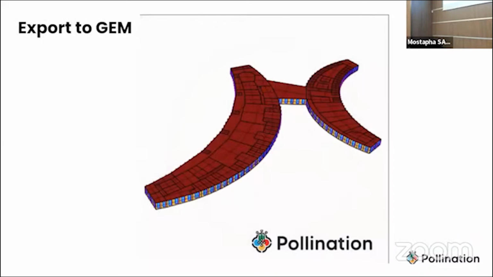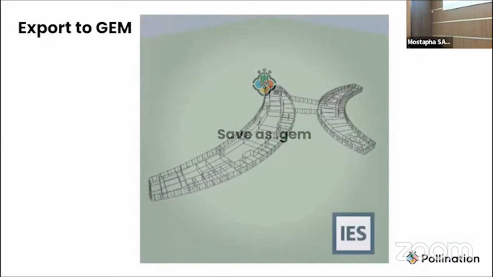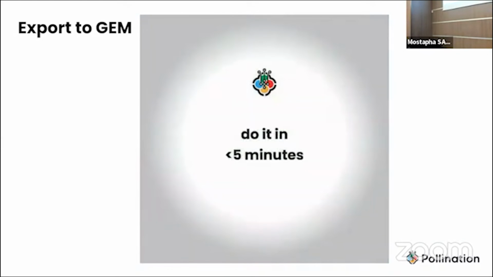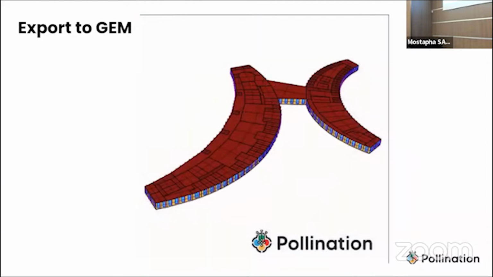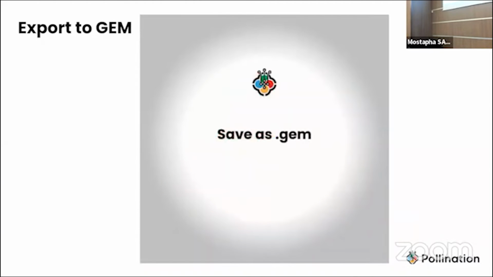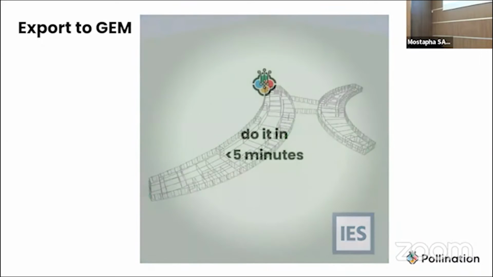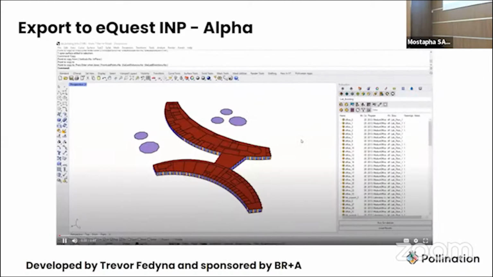This is an example where we wrote an exporter from Holland to IES. Do you use IES here in Turkey for simulation? Okay, limited. But IES is a great software for simulation, but it has a very clunky interface for drawing geometry. So it basically does this in just a few seconds if you have a valid model inside. IES, we also have an import. I'm not going to show this video. And now we also have an export, for example, to eQuest.